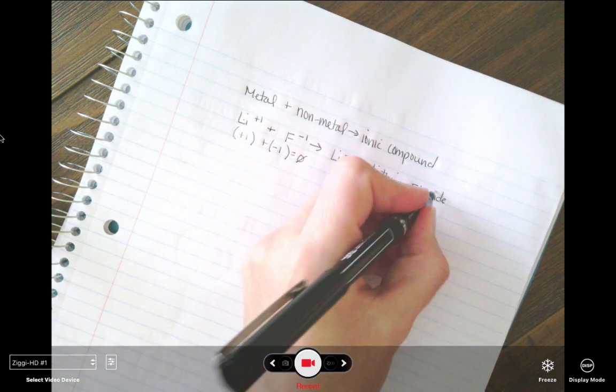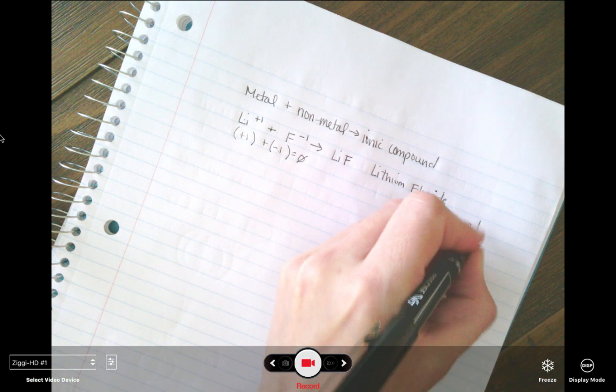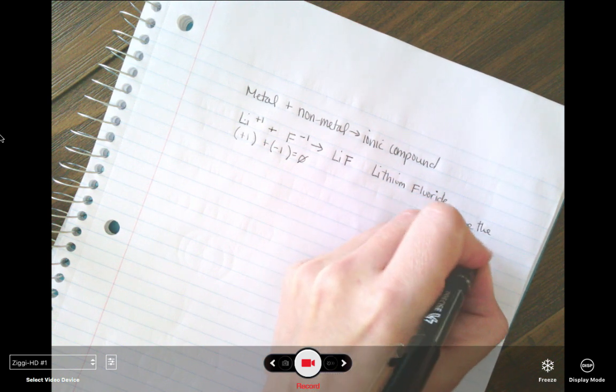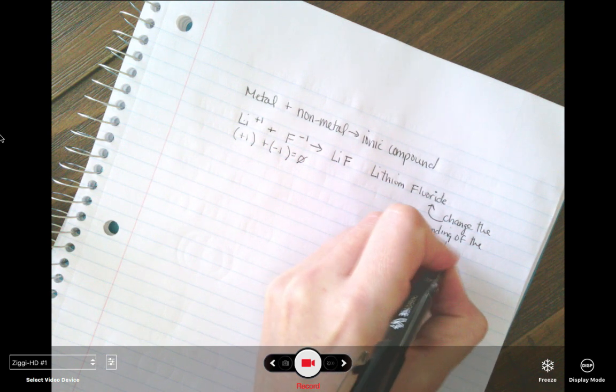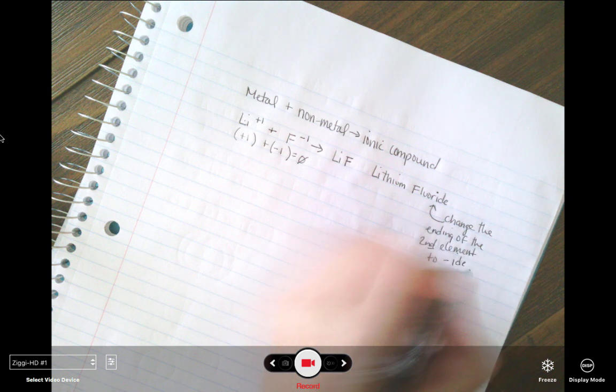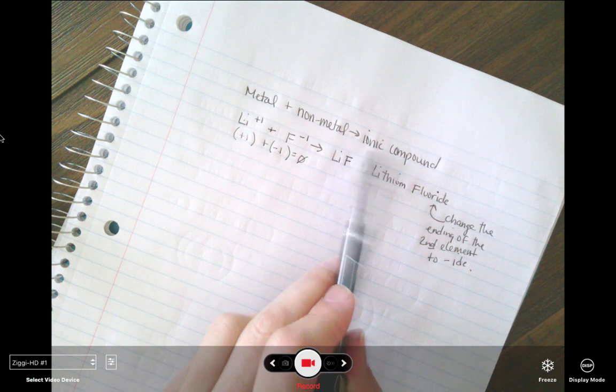How do you know how to name it? All you do is change the ending of the second element to IDE. So instead of lithium fluorine, which is just listing elements on the periodic table, it's lithium fluoride, which I know is an ionic compound.